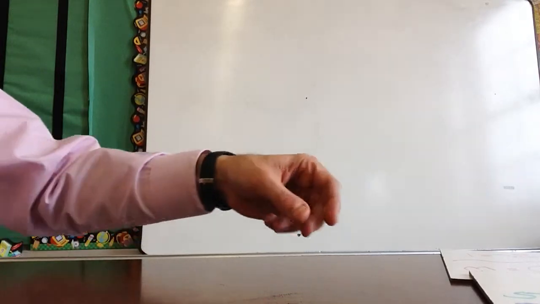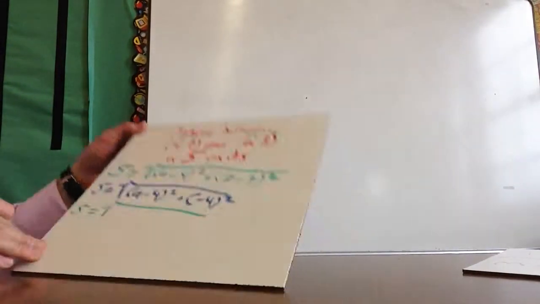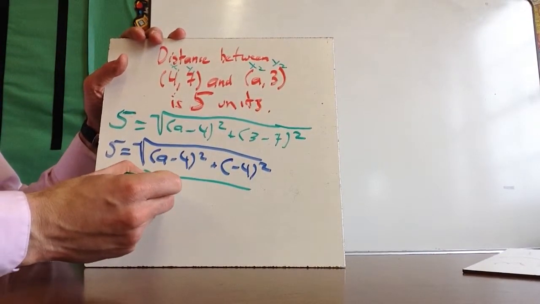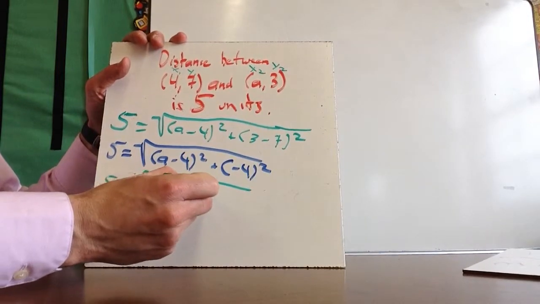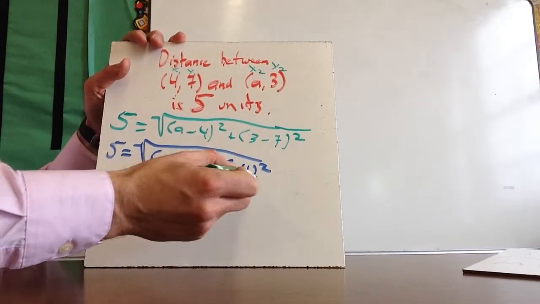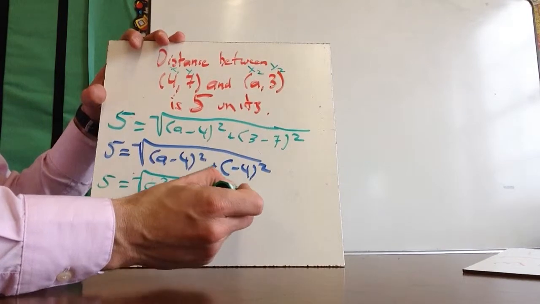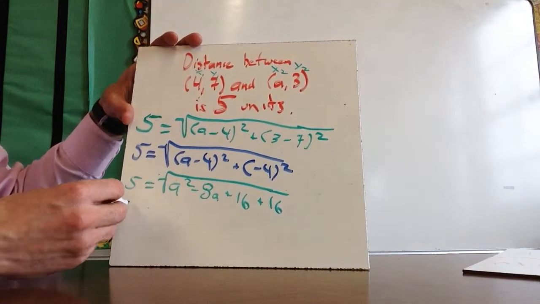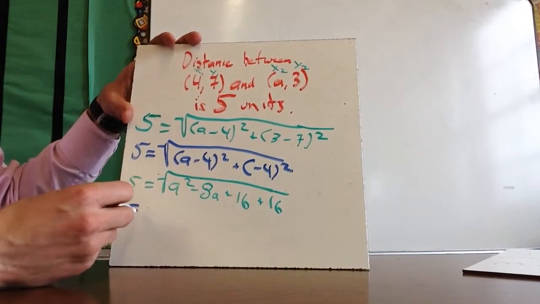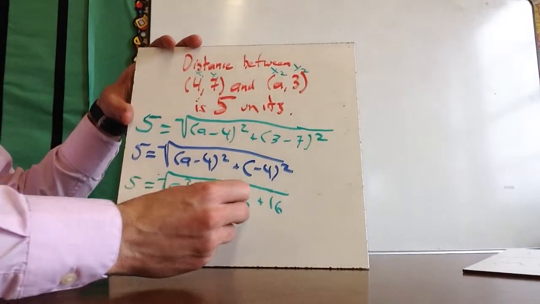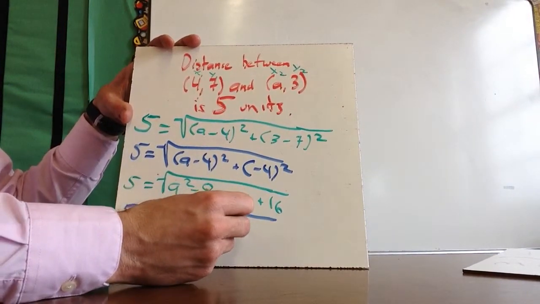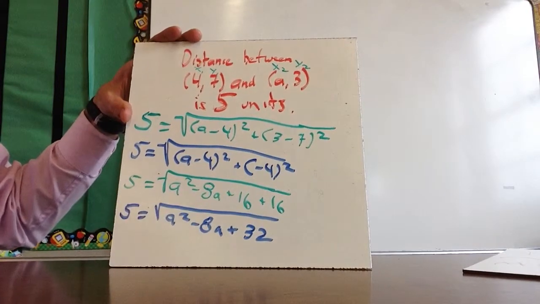So I'm going to take that and put that into our problem. Now I know a minus 4 squared is the same as a squared minus 8a plus 16, plus 4 squared, which is another 16. So I now have 5 equals the square root of a squared minus 8a, and I'm going to put these together and get 32.